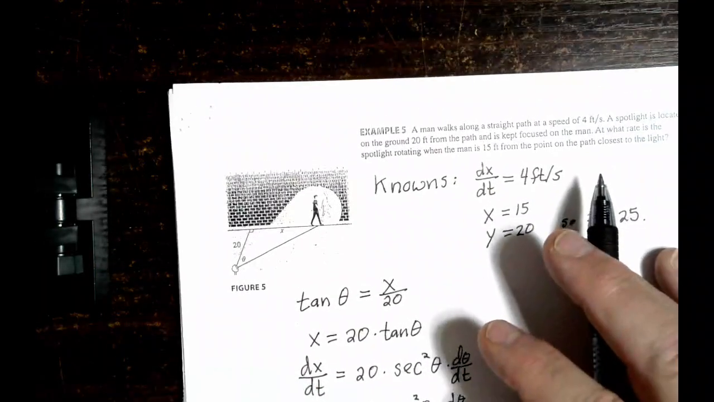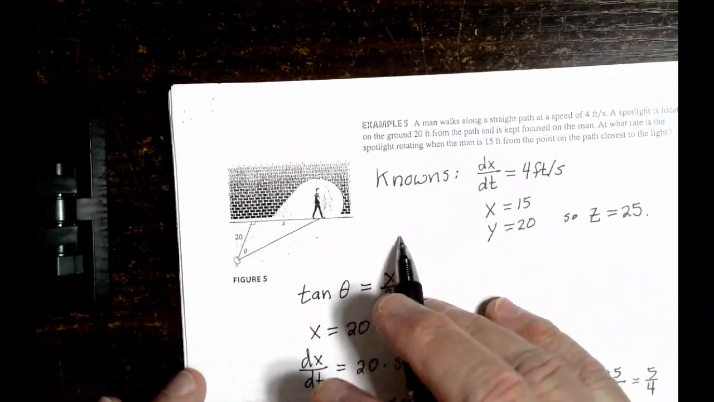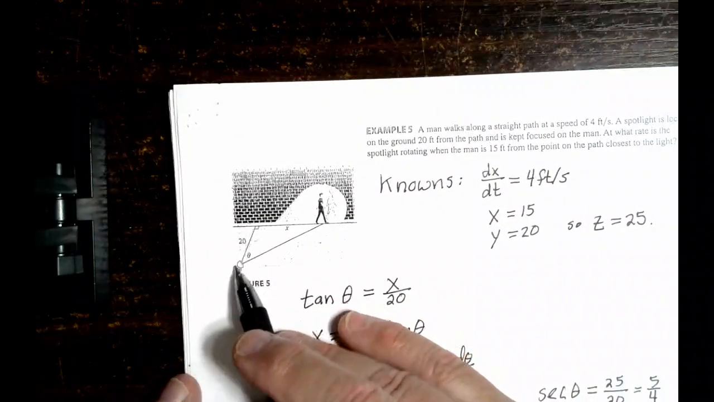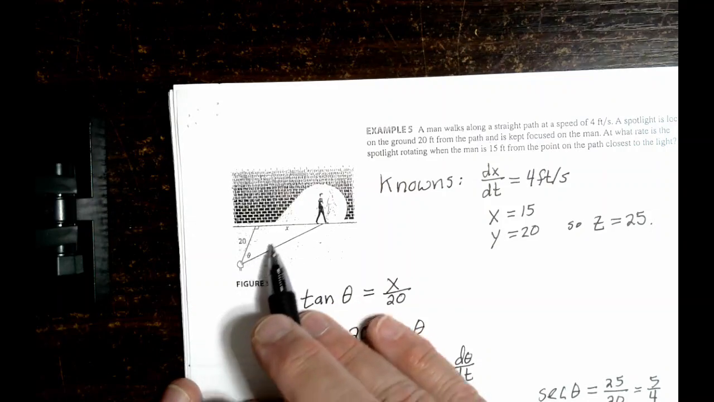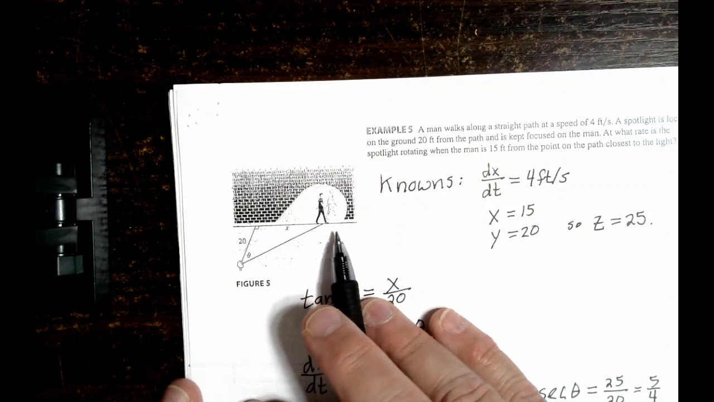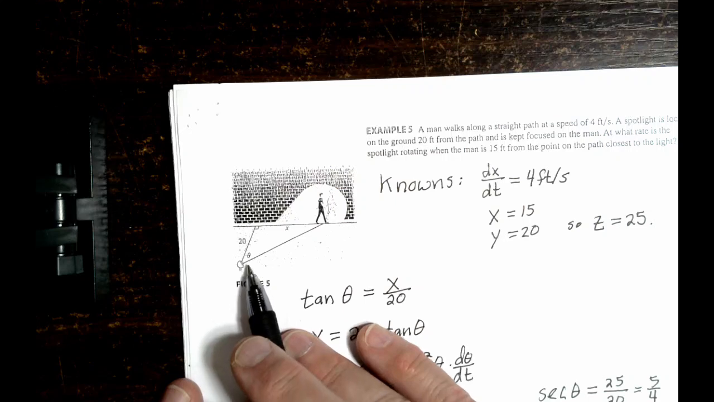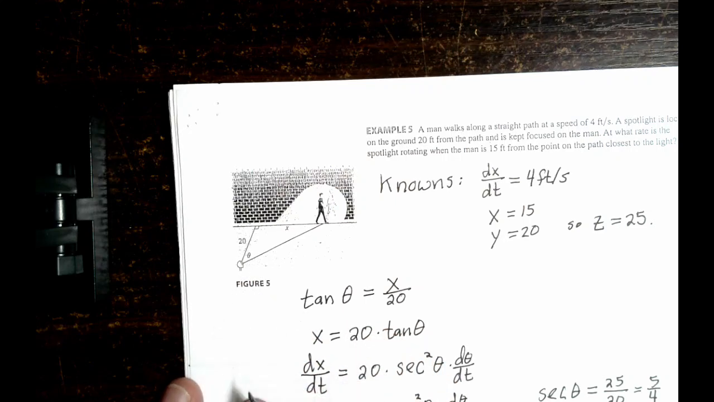A man walks on a straight path at a speed of 4 feet per second. A spotlight is located 20 feet from the wall, and the spotlight is kept on the man as he's walking along the wall. What is the rate at which the angle of the spotlight is changing?